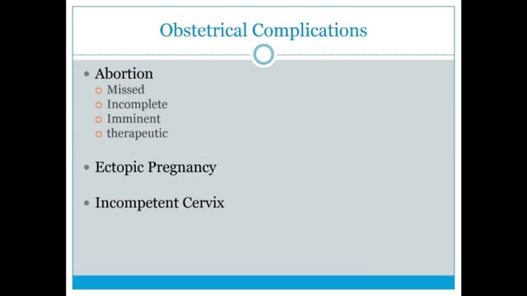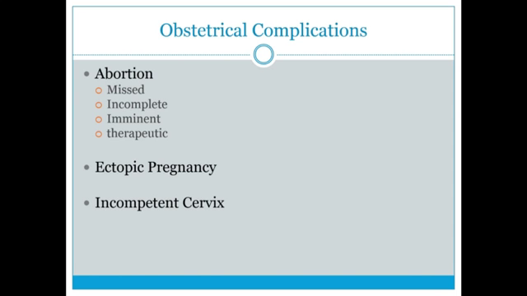3 complications that can occur during pregnancy are abortion, incompetent cervix, and ectopic pregnancy. An abortion is a spontaneous or induced termination of pregnancy before the fetus has developed to the stage of viability. There are 4 types of abortion.